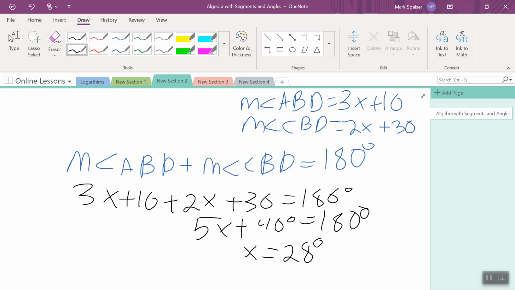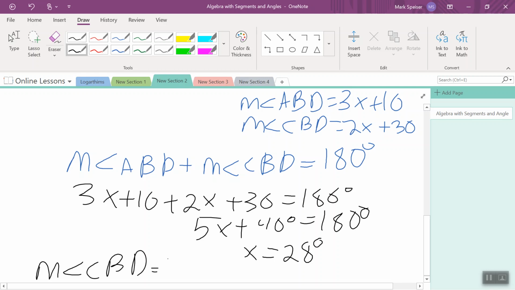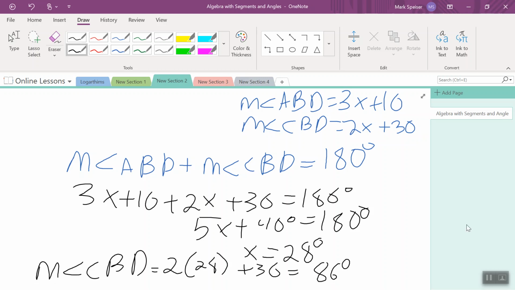So let's do the CBD first. CBD would equal 2 times 28 plus 30. So 2 times 28 is 56, plus 30 is 86 degrees. This time, really don't forget the degree symbol. Write the m as well. And then the same thing to find ABD. Find ABD.